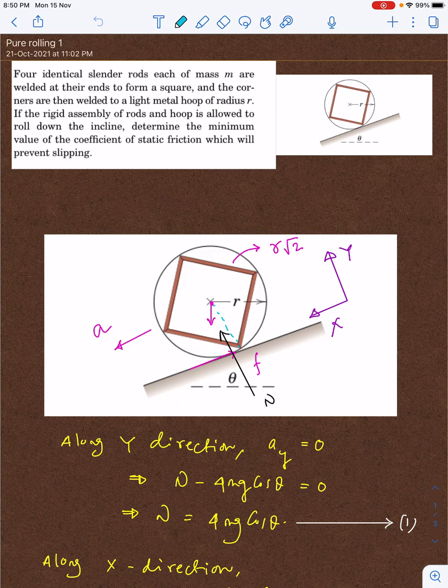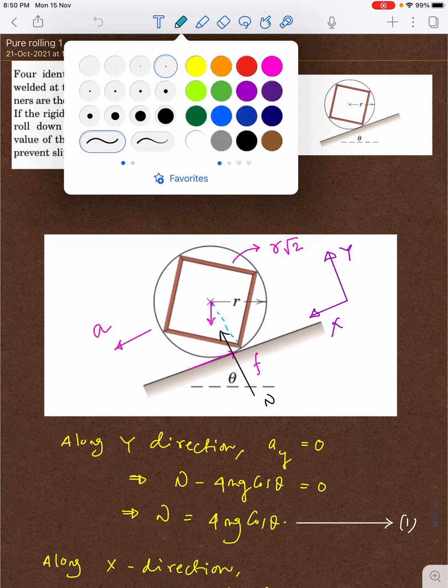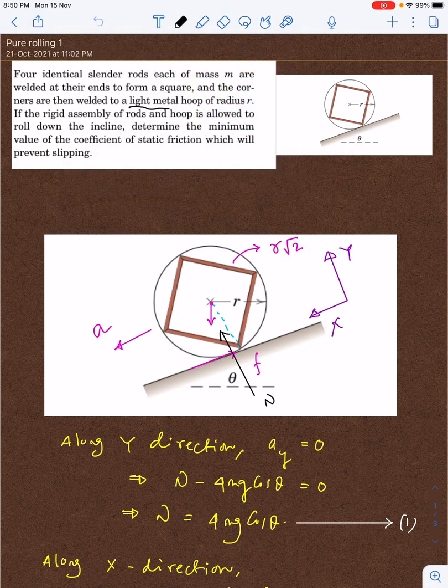Four identical cylindrical rods, each of mass m, are welded at their ends to form a square, and the corners are then welded to a light metal hoop. When they say light metal hoop, by default we have to consider that it is not carrying any mass, right? So this hoop is massless. If the rigid assembly of rods and hoop is allowed to roll down the incline, determine the minimum value of coefficient of static friction which will prevent slipping. So basically we are going to discuss the case of pure rolling here.